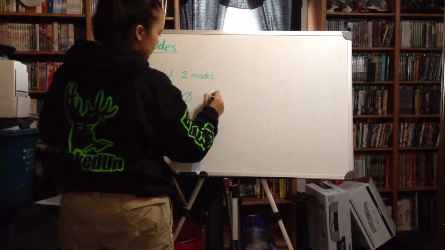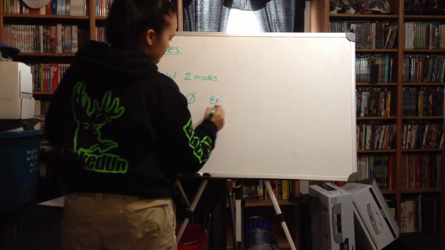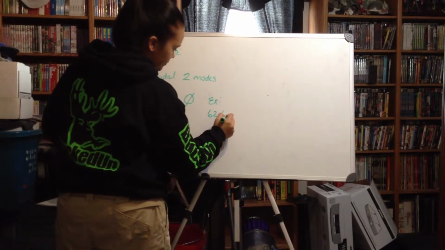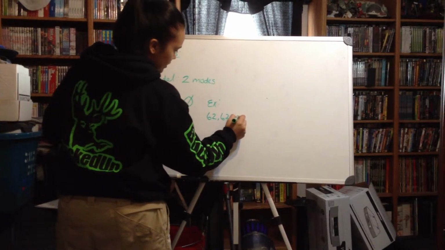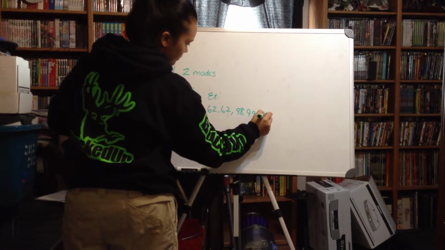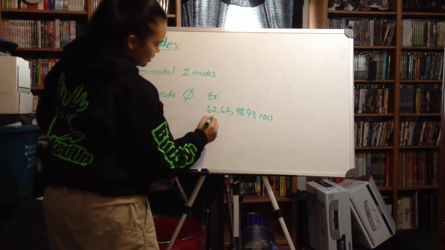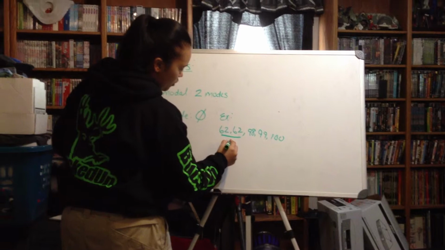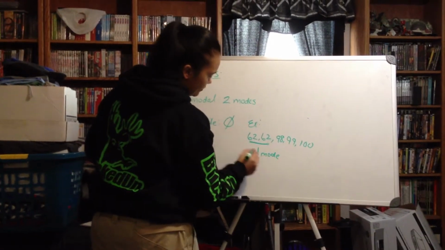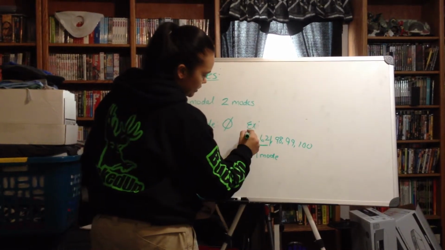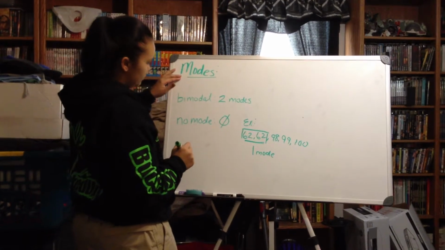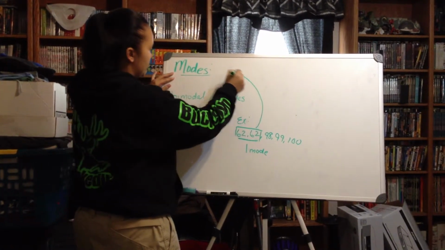Now, the first example, you have 62, 98, 99, and 100. This one, there's only one mode. And it's this one, 62. So it means it is this one.